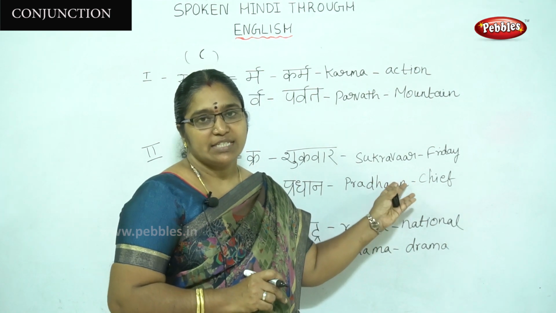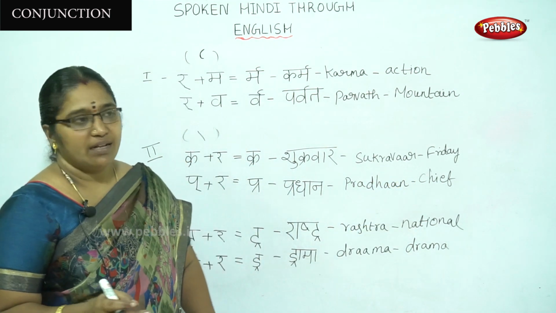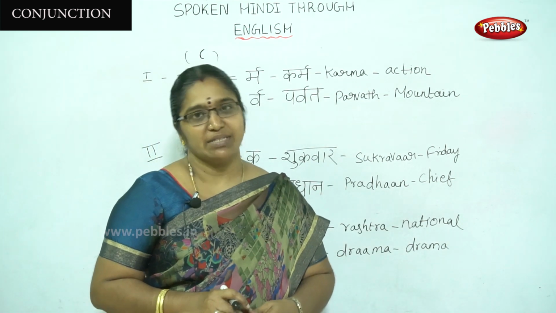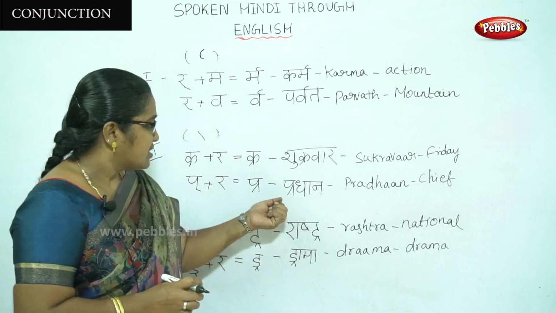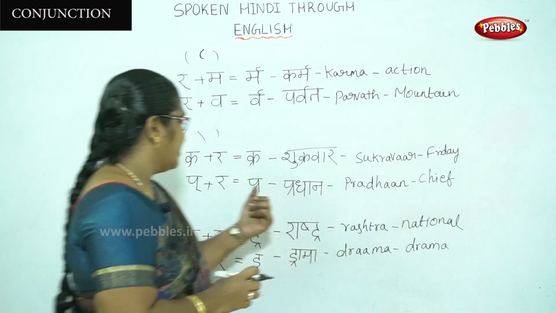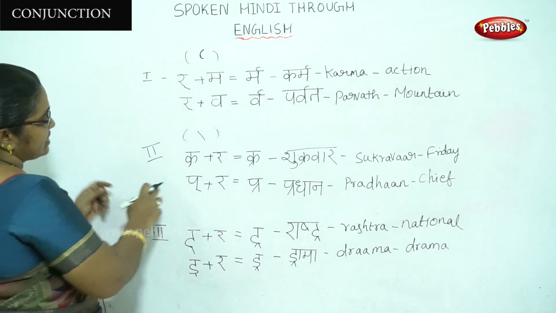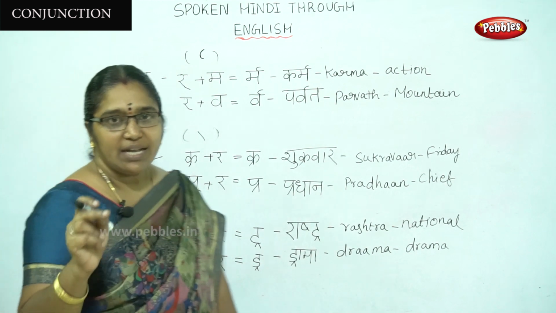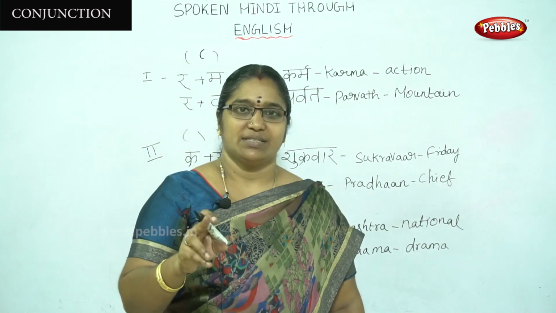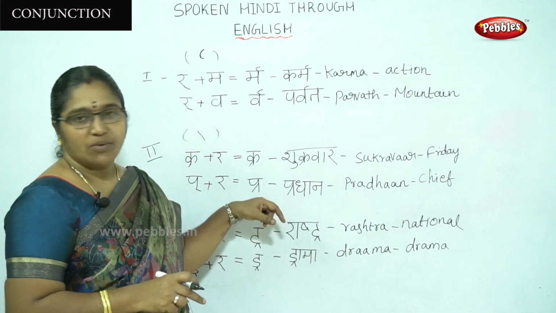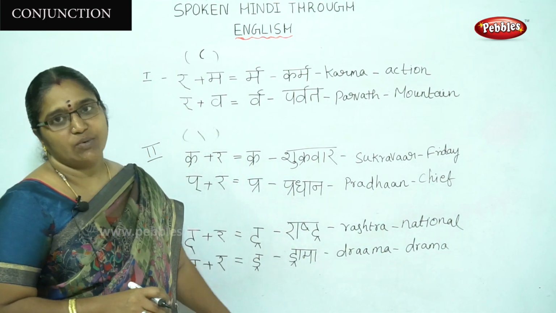We can see Pradhan Mandri. Pradhan Mandri means, see, pra. Pradhan Mandri, chief. Like this, the second symbol is a light slant line below the letter. You have to remember that it becomes a slant line. Okay, let us see the third one.